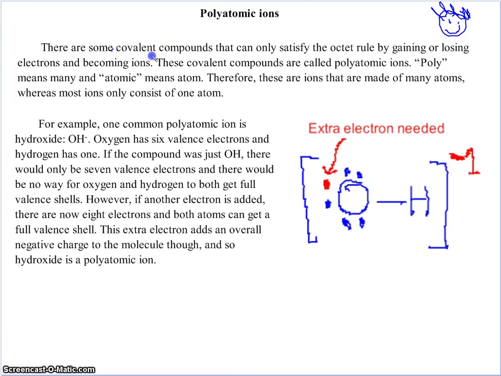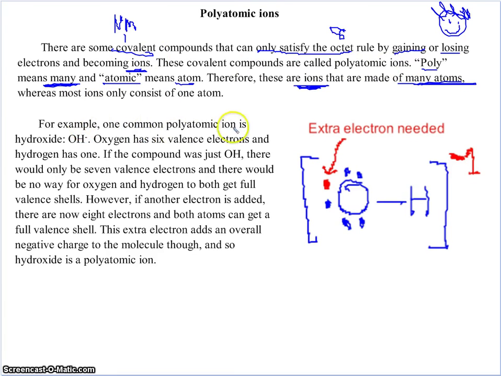Alright, so polyatomic ions. There are some covalent compounds, so nonmetals, that can only satisfy the octet rule by gaining or losing electrons and becoming ions. These covalent compounds are called polyatomic ions. Poly means many, and atomic means atoms. So these ions are made of many atoms. Typically an ion is just one atom, but here it's actually multiple atoms bound together with covalent bonds, but still an ion.